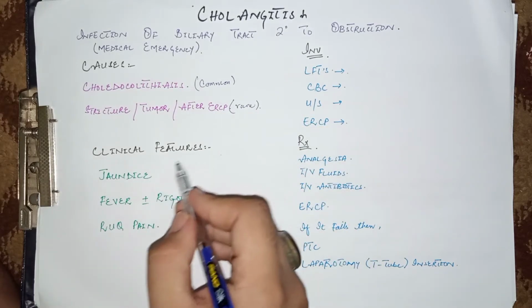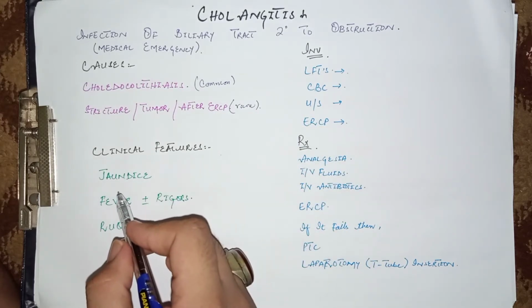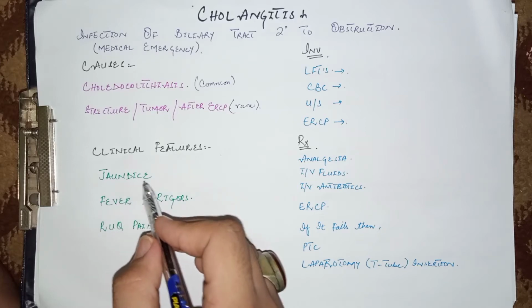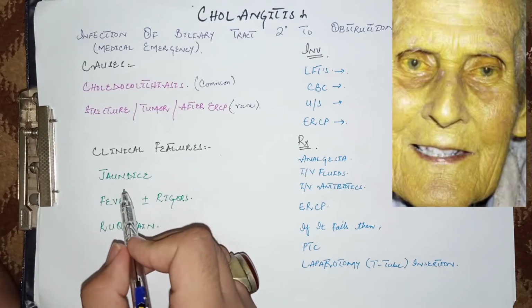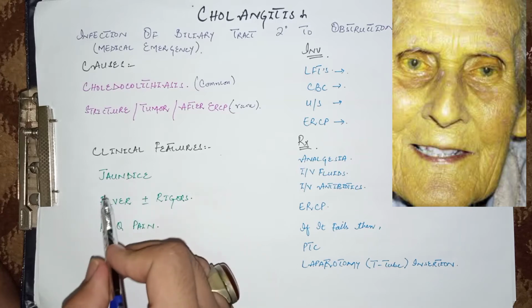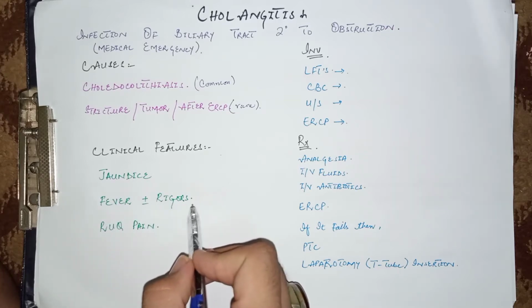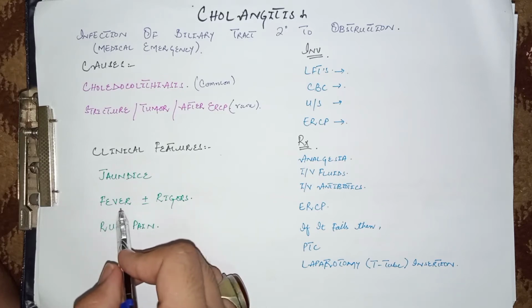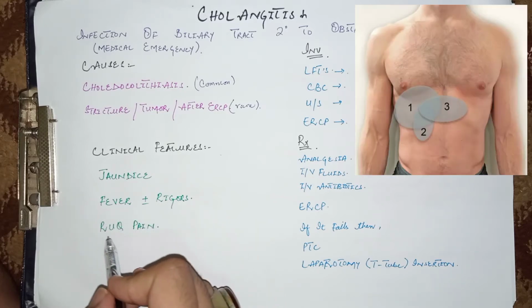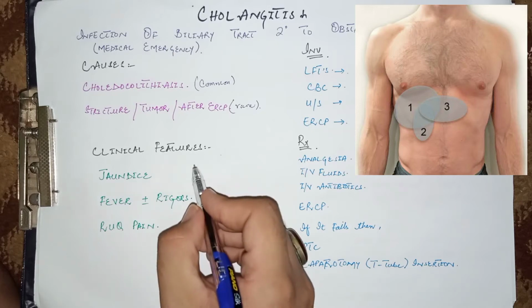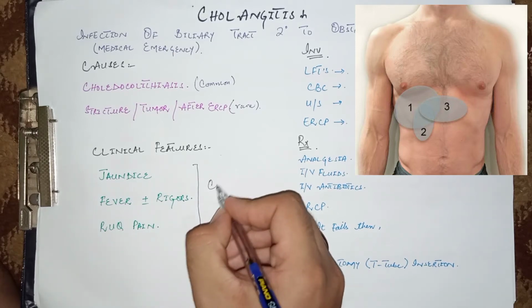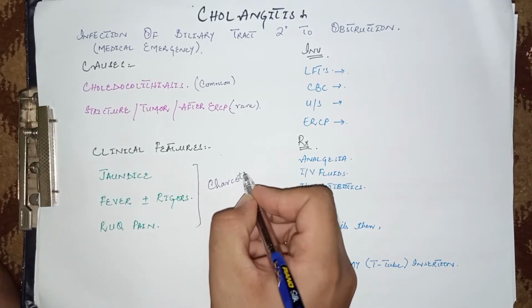Now come to the clinical features of cholangitis. Patient has features of obstructive jaundice, that is the patient has cholestatic features. Patient has jaundice. Fever may or may not be associated with rigors, because fever is because of infection, and patient may have right upper quadrant pain. So these three features are very important and these are called Charcot's triad.